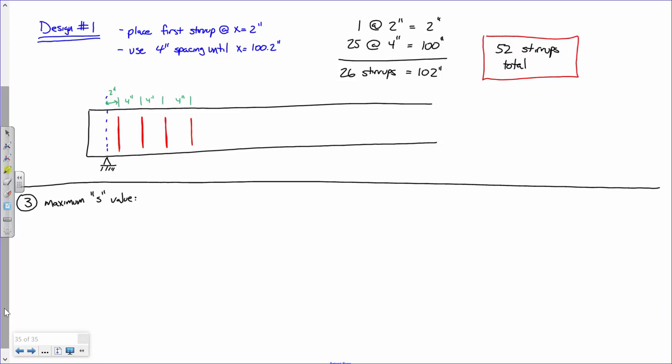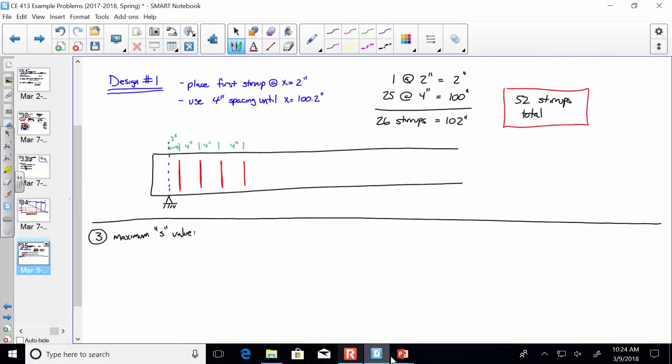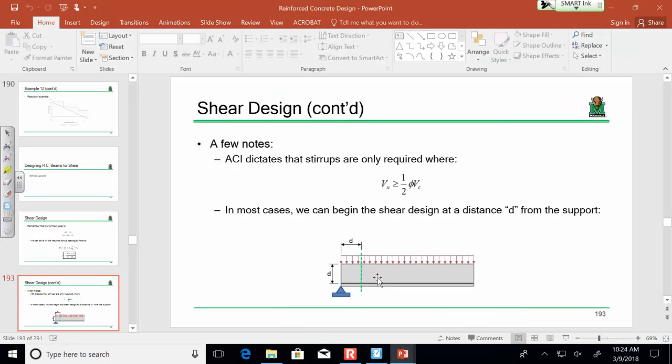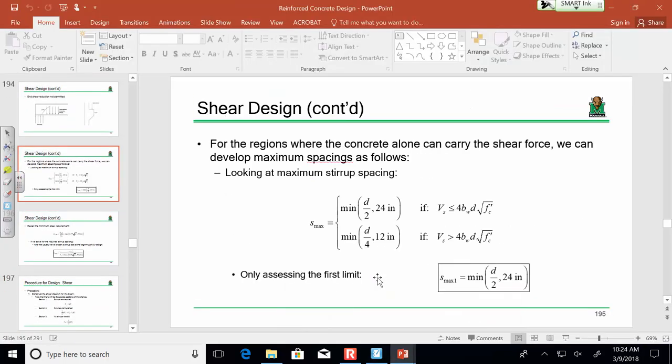Now, we have 2 different S-maxes that we need to investigate, okay? Because there's 2 different provisions that we have to meet according to ACI. The first one is based on looking at just maximum stirrup spacing in general. So we have one that's based on maximum stirrup spacing, one that's based on minimum shear or minimum resistance requirement. So we're going to rearrange them and use them both. So this first one, I'm going to take a guess and say that this one governs.